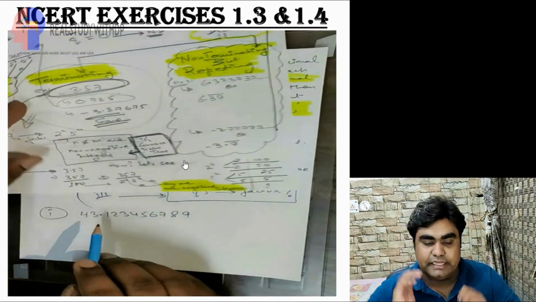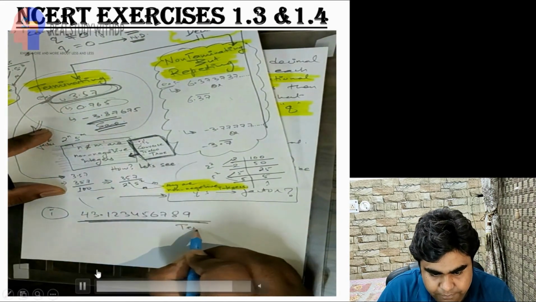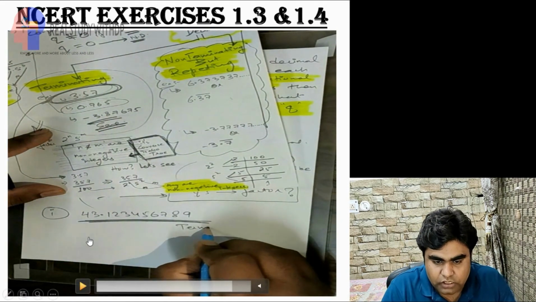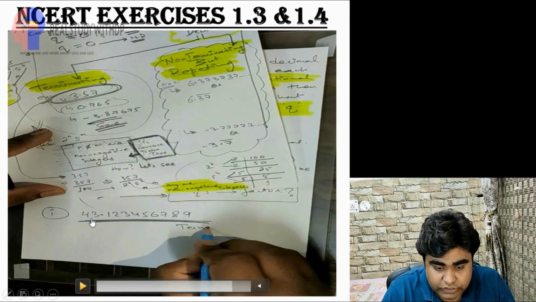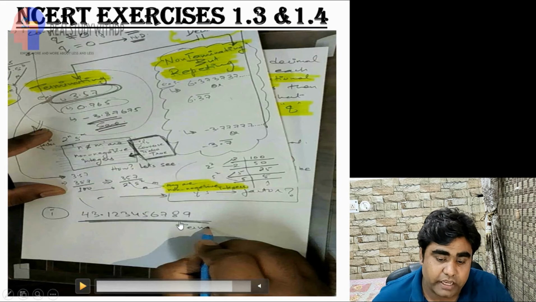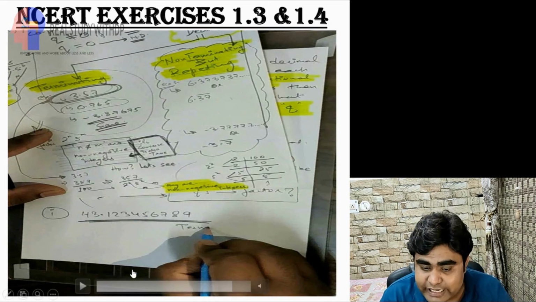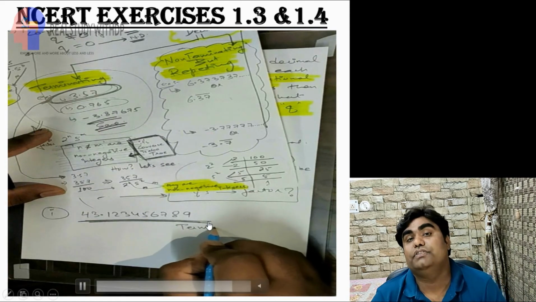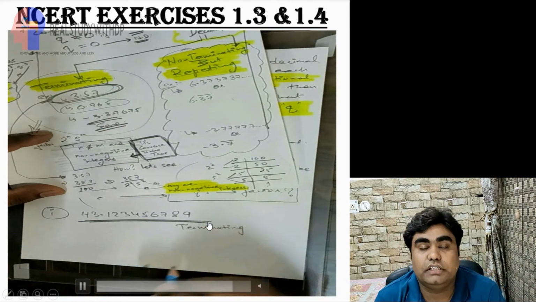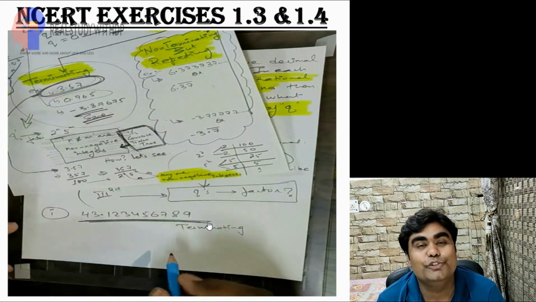The number is like this: 43.123456789. So the number here terminates. So this number is of terminating kind. As it is of terminating kind, we can convert it into P by Q form.